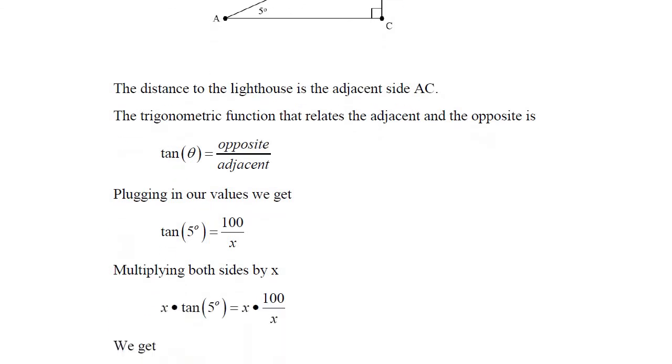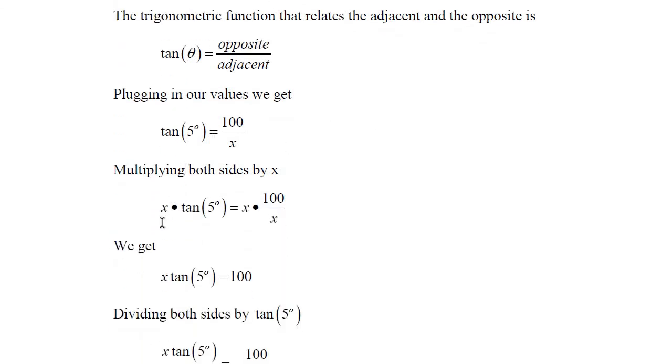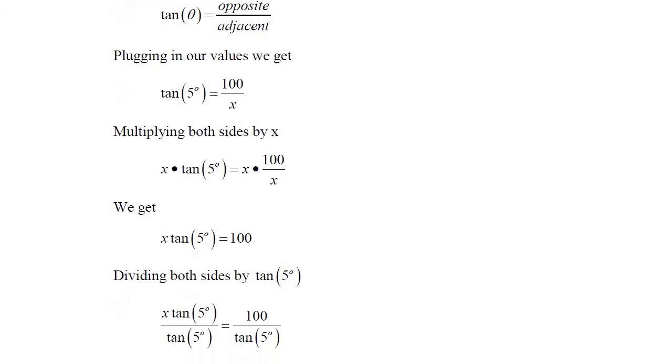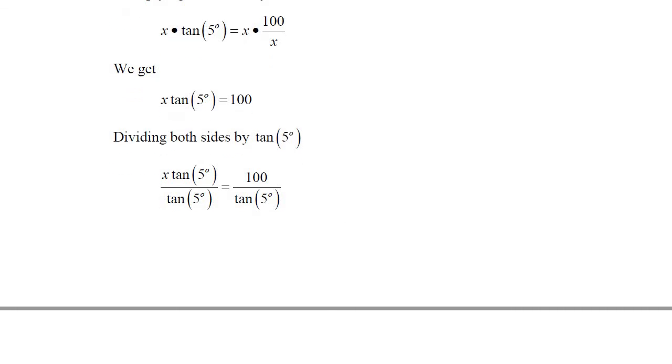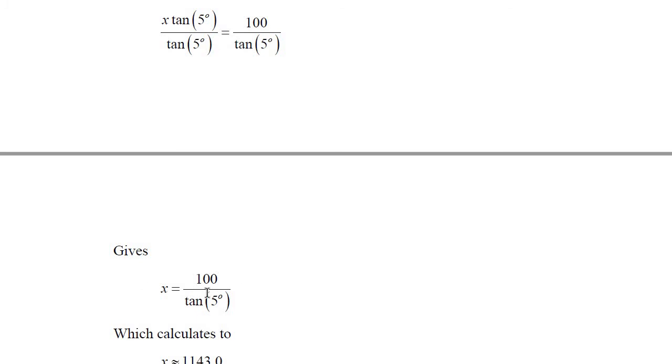Solving this equation, multiplying both sides by x, this gives me x times tangent of 5 degrees is equal to 100. If I continue to solve this, to get the x by itself, I want to divide both sides by the tangent of 5 degrees. Tangent of 5 degrees divided by tangent of 5 degrees will give me just an x. So this ends up giving me x is equal to 100 divided by the tangent of 5 degrees.